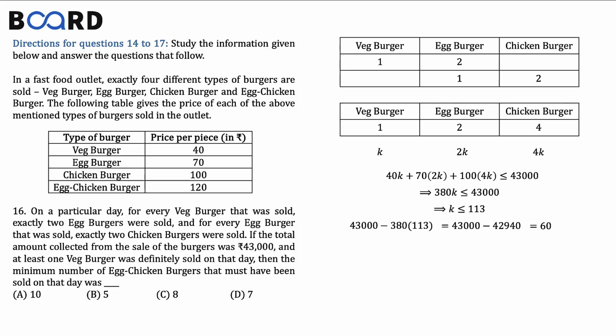So we have to check the next one. 43,000 minus 380 times 112. That gives me 43,000 minus 42,560, which is equal to 440. If you do not want to perform this calculation again and again, what you can do is, I know that I'm subtracting multiples of 380 from 43,000, right? And every time there is a drop in one multiple. So I took 380 into 113, next time 380 into 112, next time 380 into 111, and so on. So there is a drop of 380 every time.